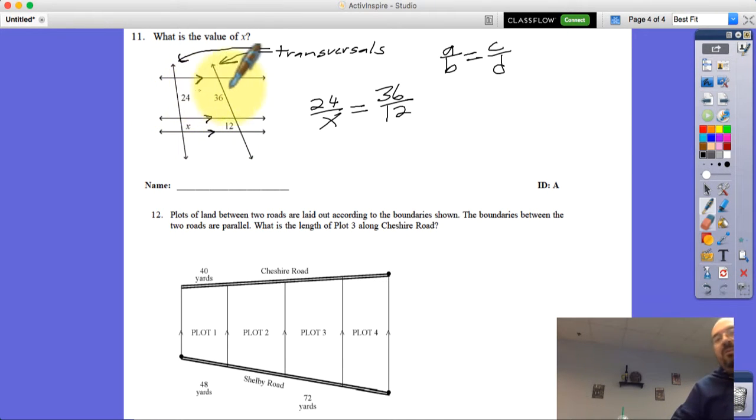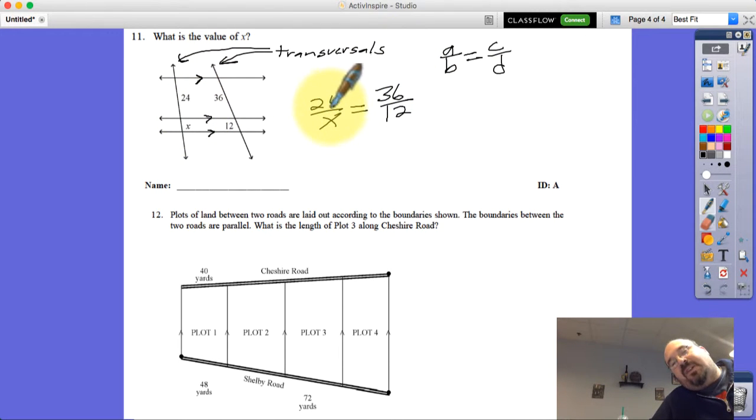You could have also done other patterns. You could have done side over side equals side over side, but just don't switch halfway through. Don't say top over bottom equals bottom over top. That is not true. So start a pattern and stick with it.